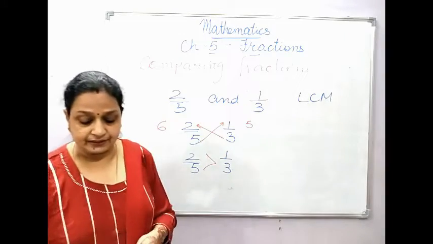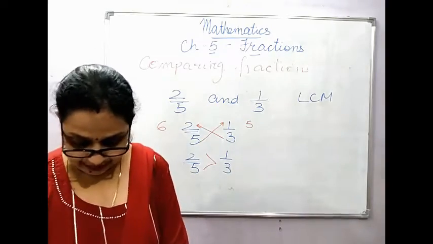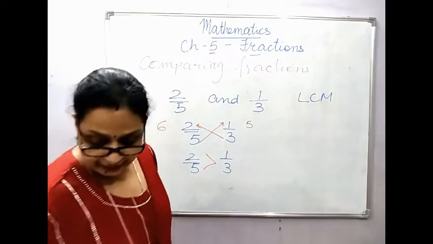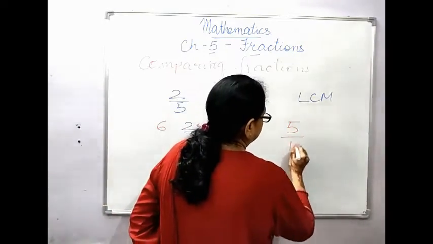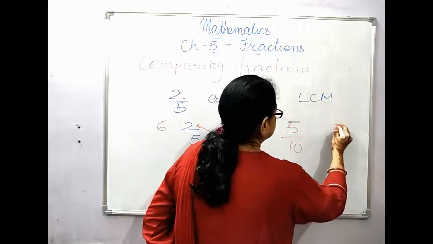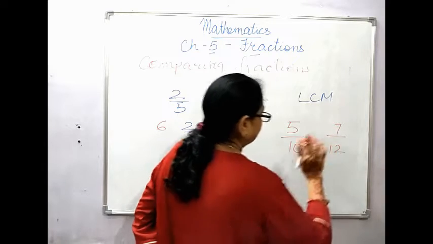Hope this is clear. I'll give another example. Suppose I take any example. Okay, I'll take 5 upon 10 and 7 upon 12. Okay, let it be.